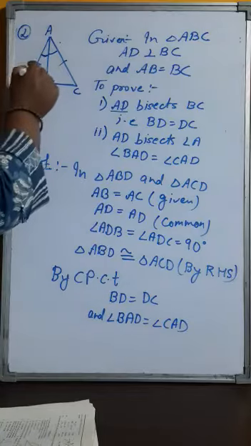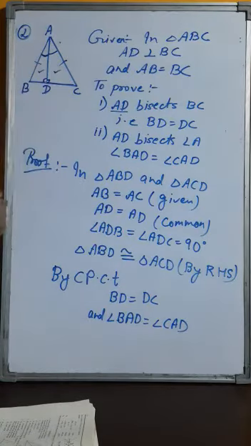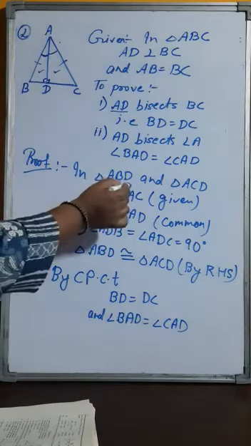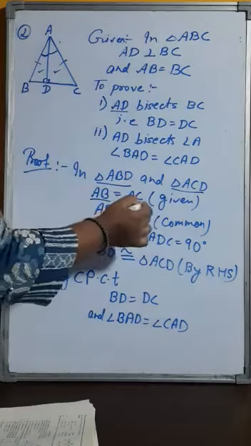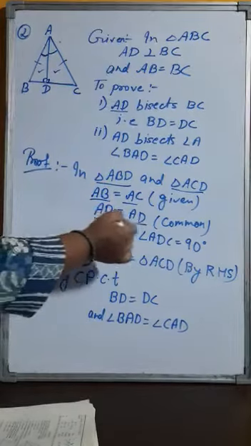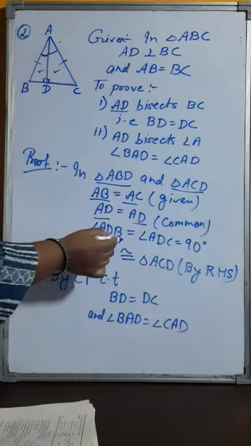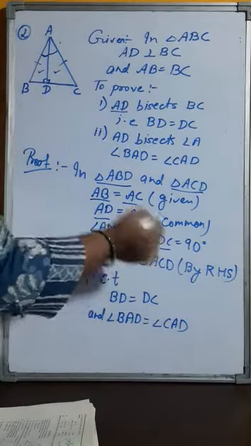So for that, let us prove these two triangles are congruent. You see, I have written in triangle ABD and triangle ACD, AB is equal to AC, it is given. AD is equal to AD, the common side, and angle ADB is equal to angle ADC, 90 degrees.